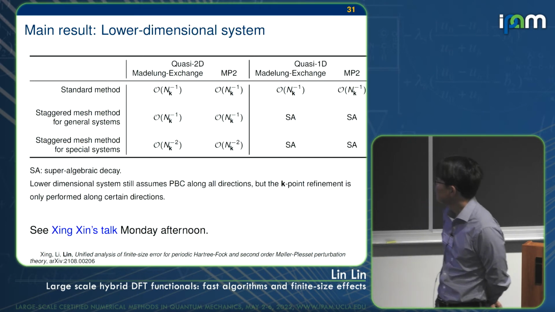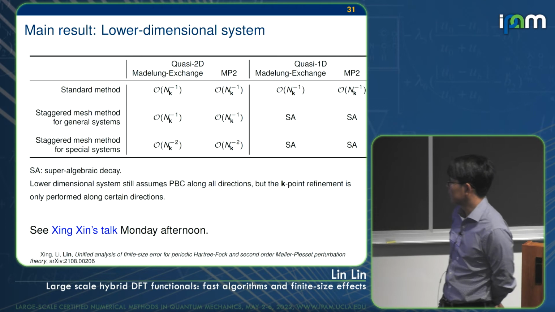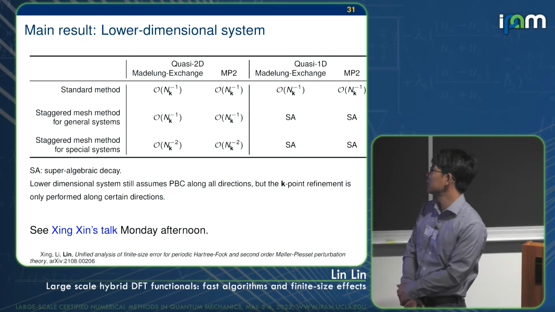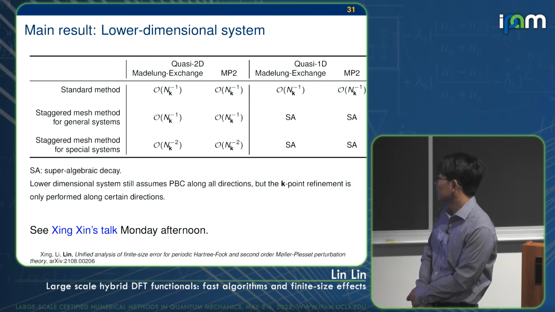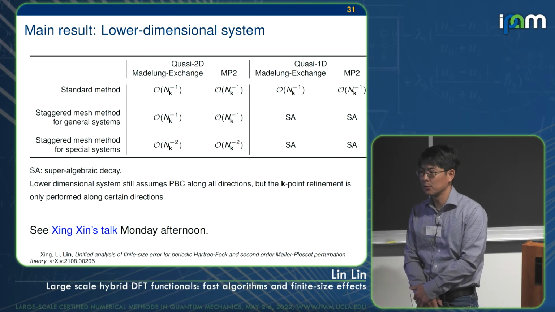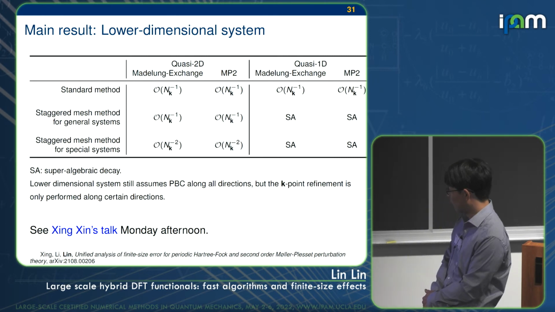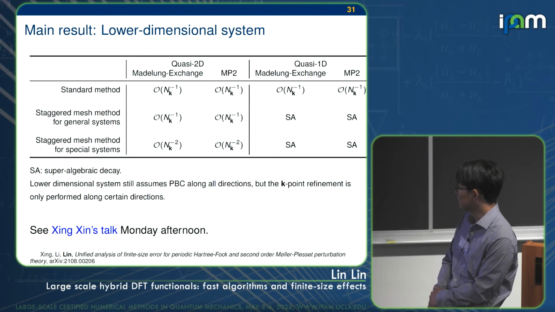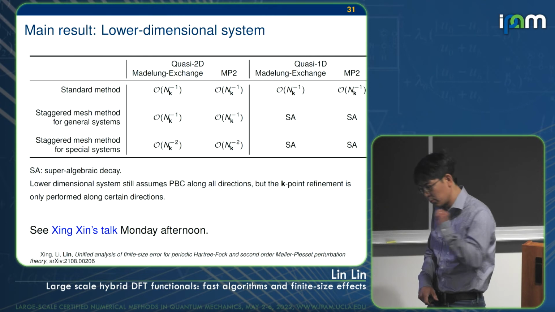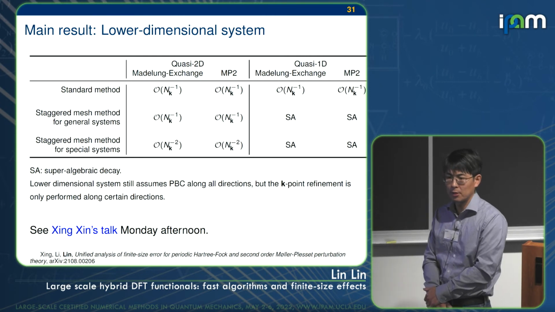For lower dimensional systems, such as, let's say, graphene or maybe a gapped version of that, boron nitride, things become more complicated. In particular, it depends on how you set up the low-dimensional system. We have a particular version for setting up the low-dimensional system, which still assumes periodic boundary conditions along all directions, but the k-point refinement is only along a particular direction.